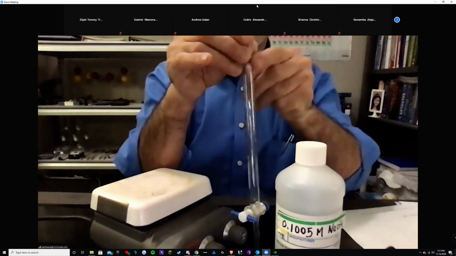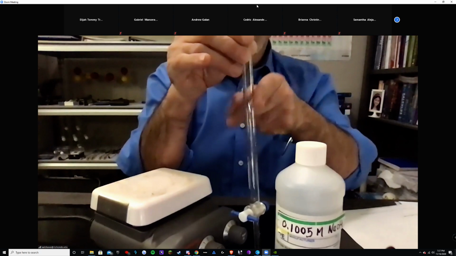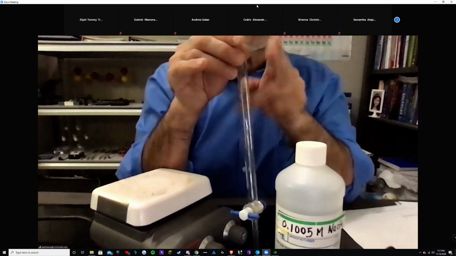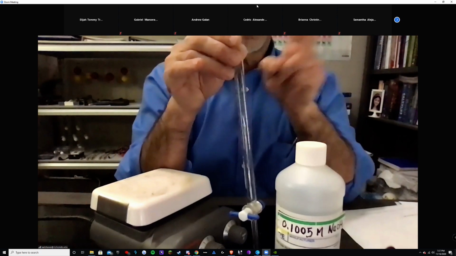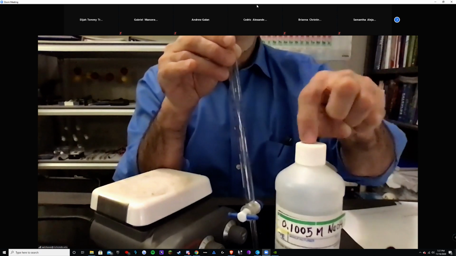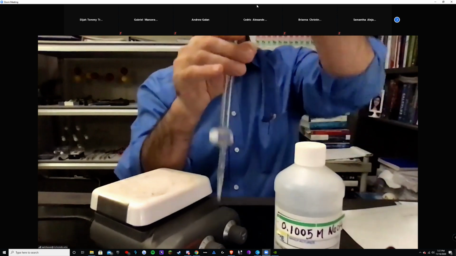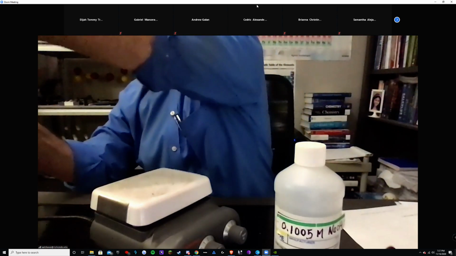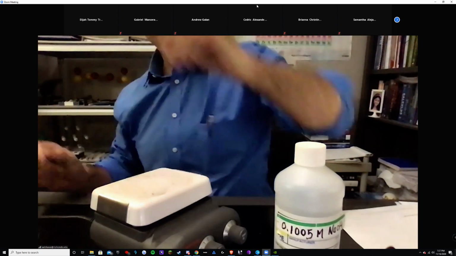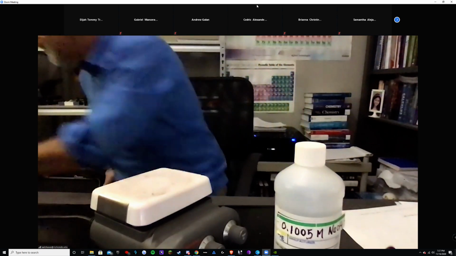Conditioning means start with washing the inner walls with lots of tap water, followed by DI water. The last rinse has to be with the same exact material, but a small amount. Maybe I'll show that part. So I'm going to add just a few milliliters. Okay, so maybe a small beaker.